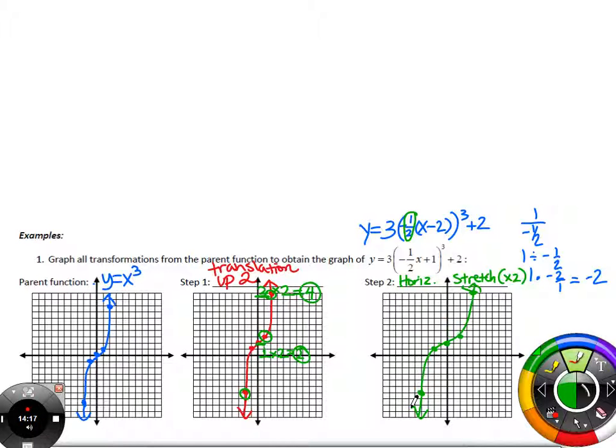All right, what do you guys want to do next? So we've done the horizontal stretch, so we've kind of taken care of what this does, and we've done the up to, so we've kind of taken care of what this does. So we still have a 3, a negative, and a minus 2 in there with x to take care of in order for us to finish. John?